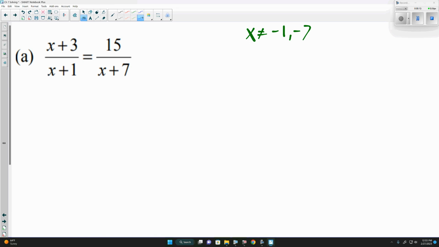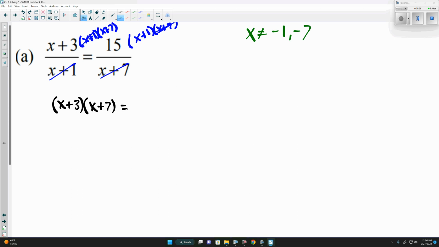Now we want to multiply both sides by x plus 1 and x plus 7. On the left-hand side, the x plus 1 and x plus 1 would cancel. On the right-hand side, the x plus 7 and x plus 7 would cancel, leaving us with x plus 3 times x plus 7 is equal to 15 times x plus 1.